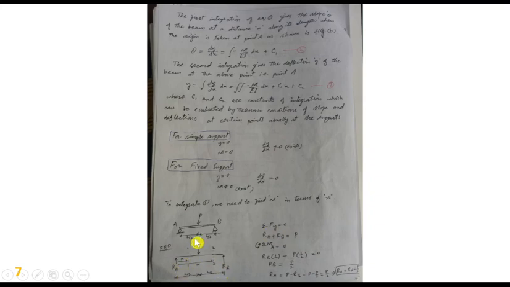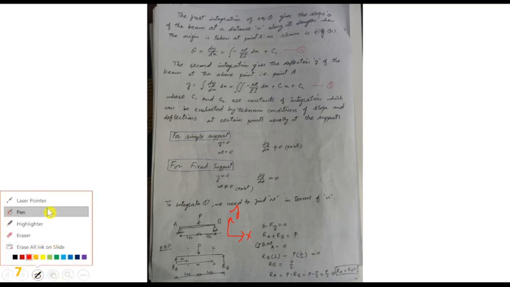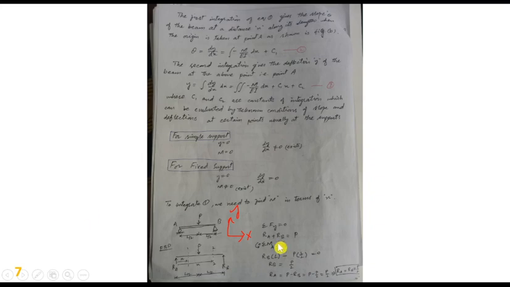To determine this, we will apply the summation of all forces along the y-axis should be 0. So the axis can be shown like this. Summation of all forces along the y-axis should be 0, so RA plus RB should equal P. Then, summation of all moments at point A should be 0, and these are the equations of equilibrium.